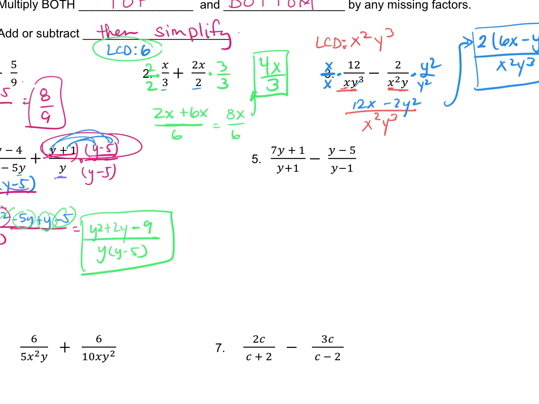So my LCD for both of these is just what I see. There's nothing that needs to be factored. So the LCD here is y plus 1 times y minus 1. Okay? Now multiply top and bottom by what you need.